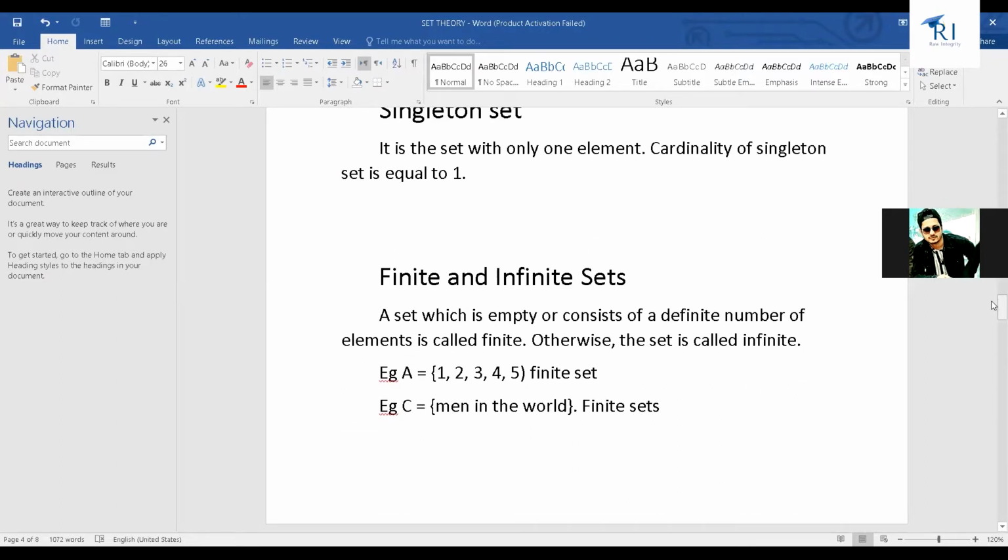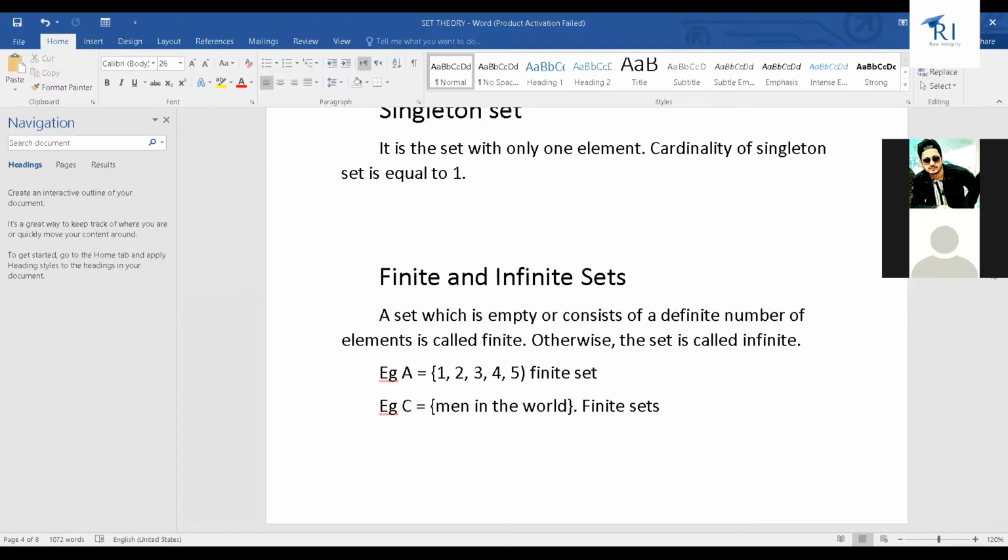Now finite and infinite sets. Simple. A set which is empty or consists of a defined number of elements is called a finite set. There is a place where we can stop in that set. For example, here we have 1, 2, 3, 4, 5. Finish, we stop at 5. That is a finite set. Number of men in the world, finite set. But the number of the stars in the universe, we don't know how many they are, going on. That is an infinite set.